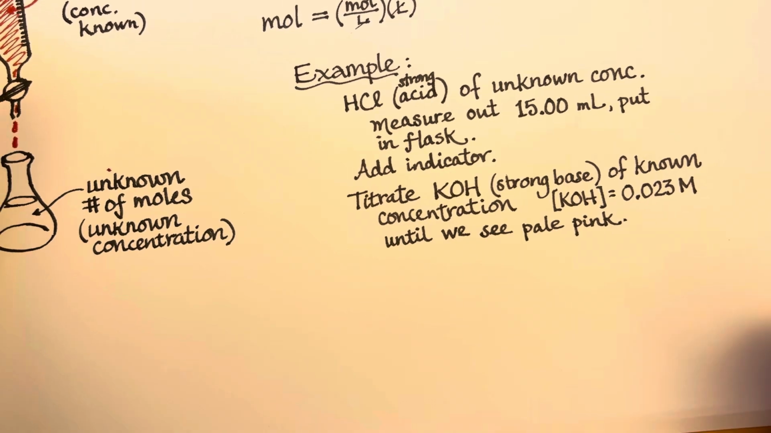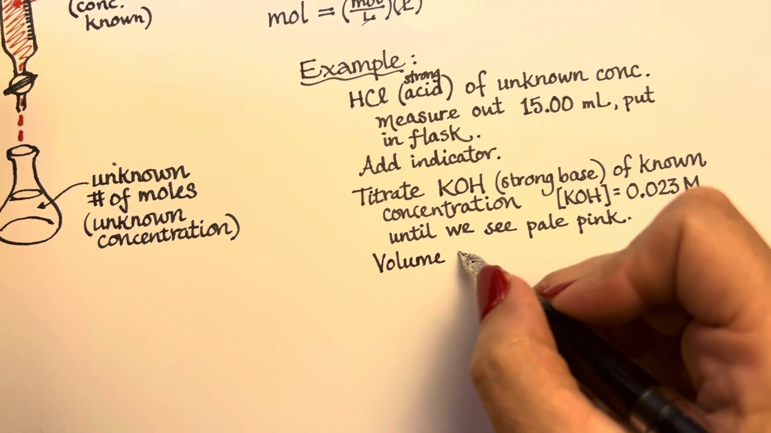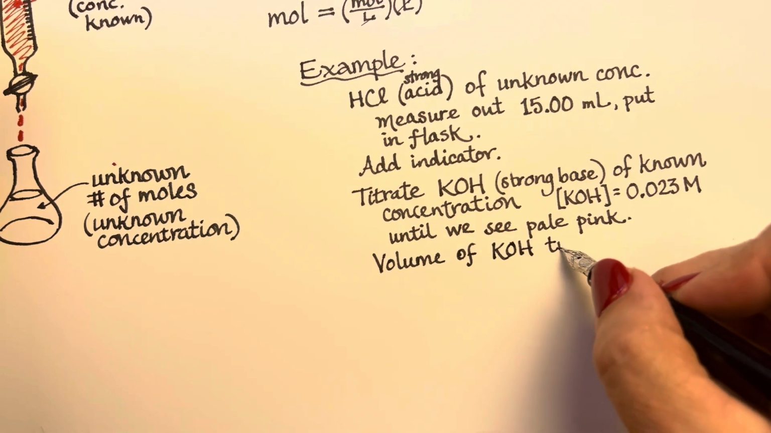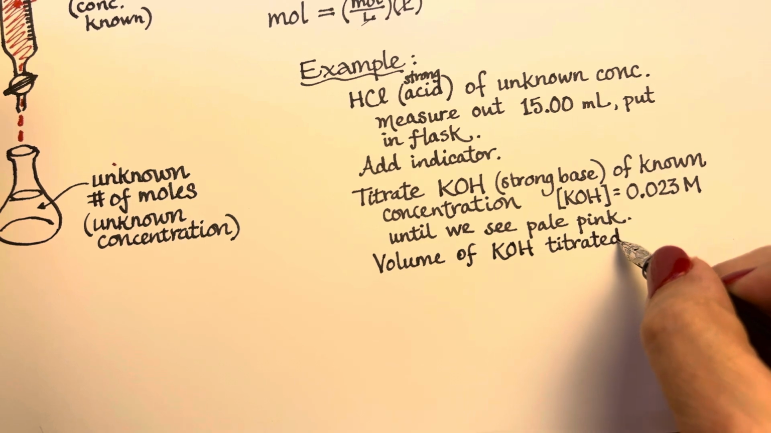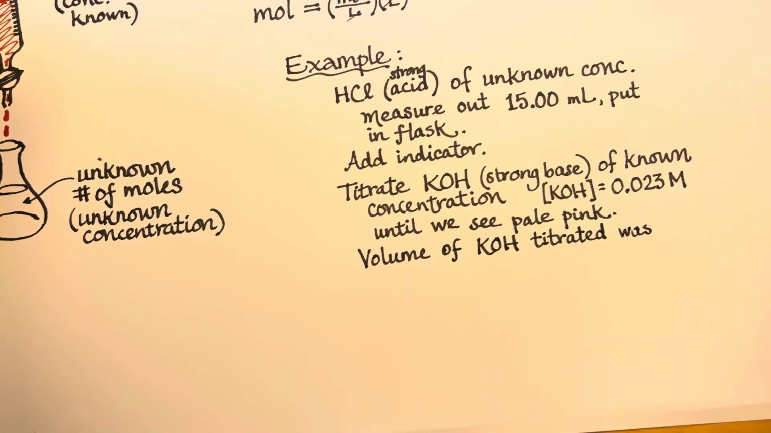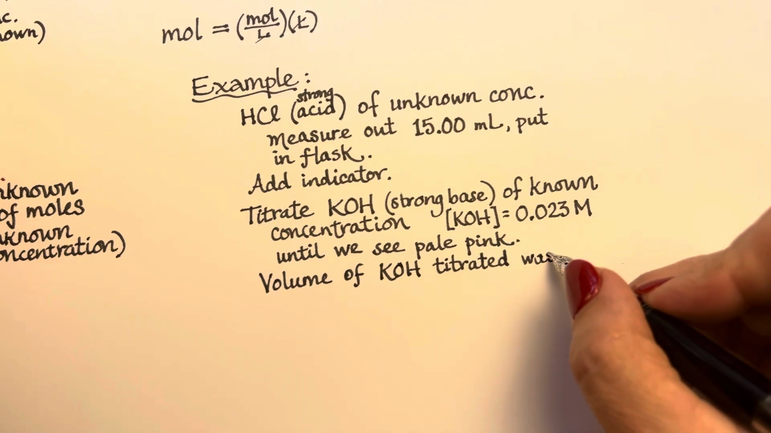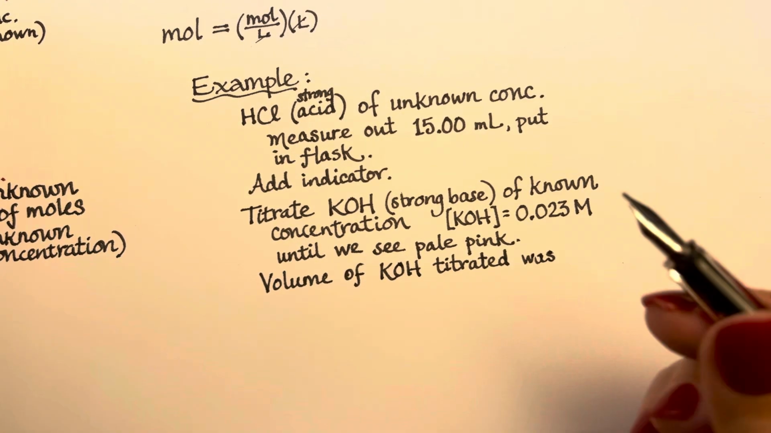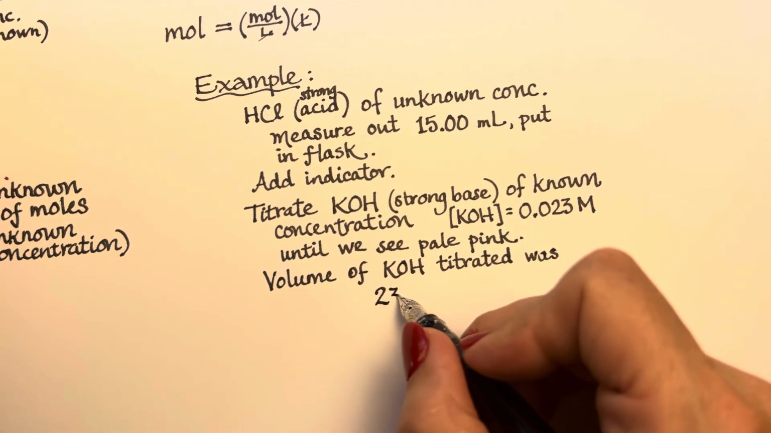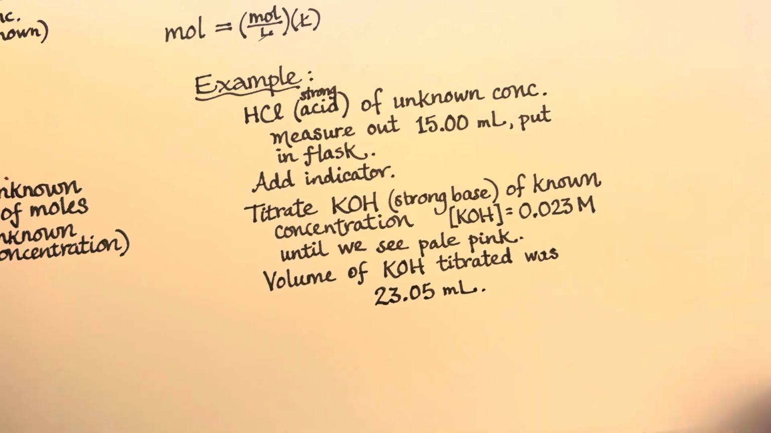All right. What was the volume? Okay, the volume of the KOH titrated until we saw the pale pink was, okay, this is where we're making our measurements, and the final total volume that was titrated in was 23.05 milliliters.